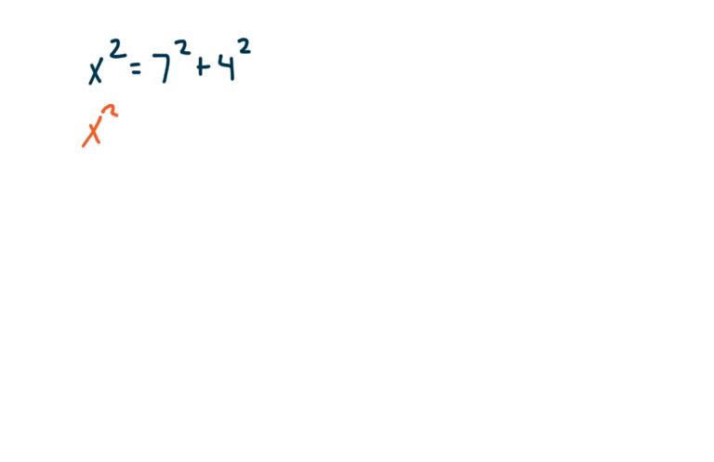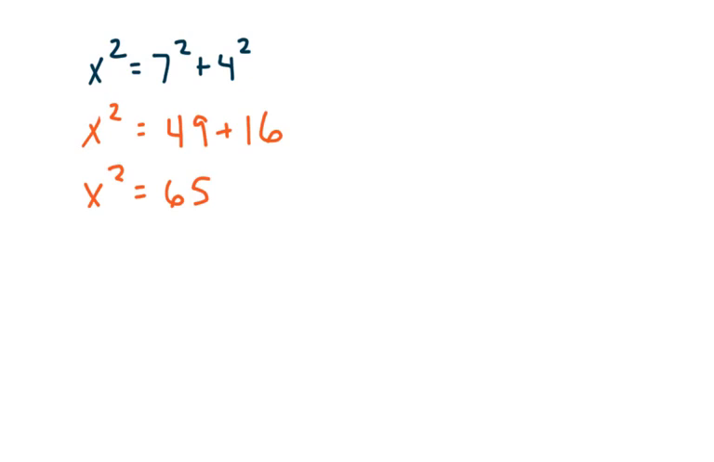So we'll have x squared equals 7 squared would be 49 plus 4 squared would be 16. And then I'll add those together and I'll have that x squared is equal to 65.